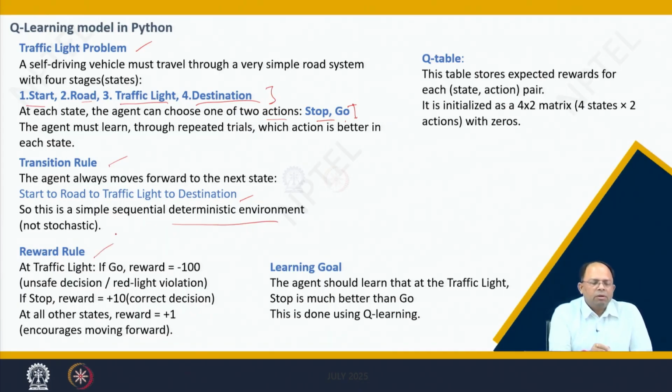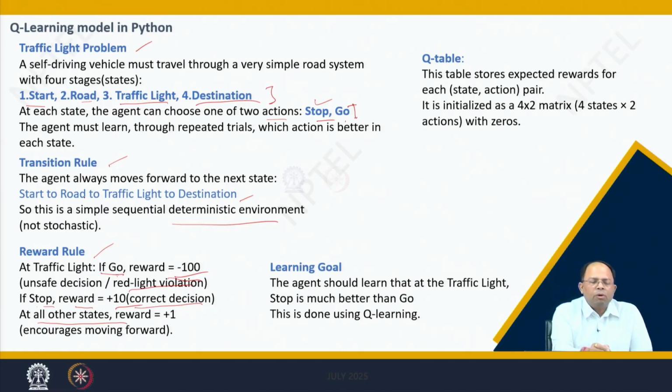So what is the reward rule? We are framing the reward rule like this: at the traffic light, if the action taken is go, the reward is -100. Obviously, that means you shouldn't go at a traffic light. So that is why we are giving a reward of -100. It is an unsafe decision, or a red light violation. If stop, the reward is +10, as it is the correct decision. That means if at the traffic light, instead of go, the agent chooses to stop, then it is getting a reward of +10. At all the other states, the reward given is +1. That means all the other states are what?